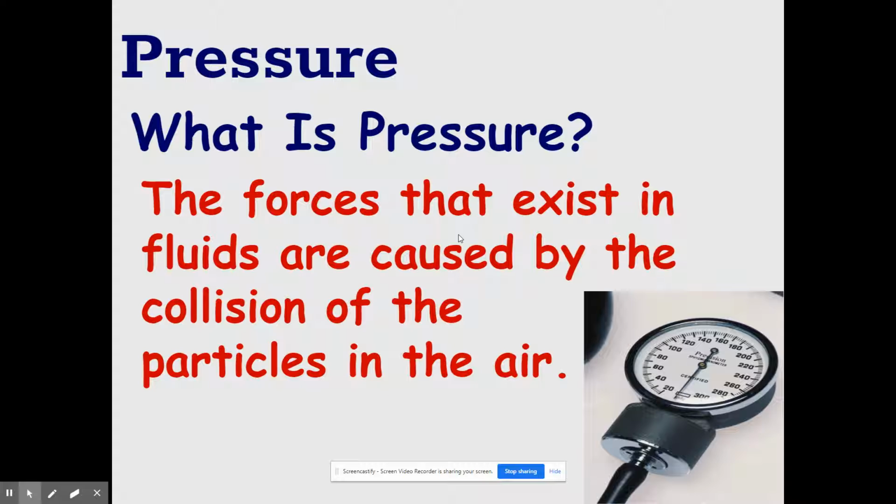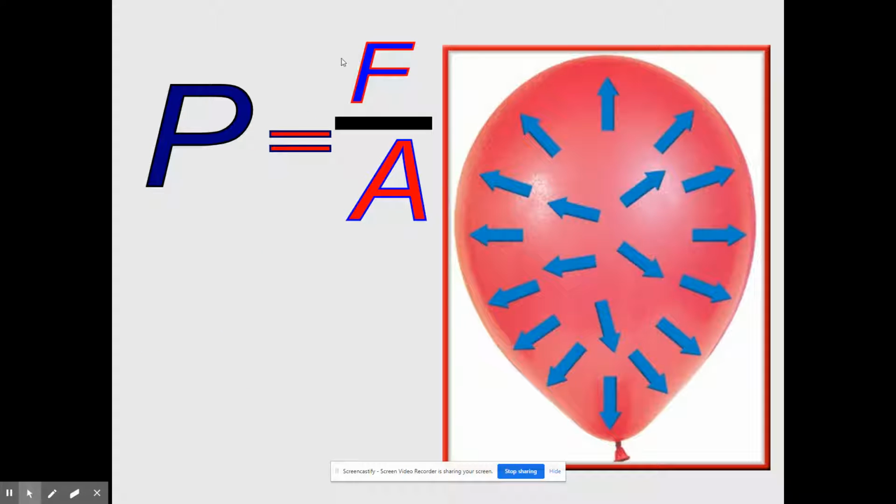So what is pressure? Well, the forces that exist in fluids, such as a liquid or a gas, are caused by collisions of the particles in the air. Those collisions create a force over a certain area, and that's what pressure is. Pressure equals force divided by area.